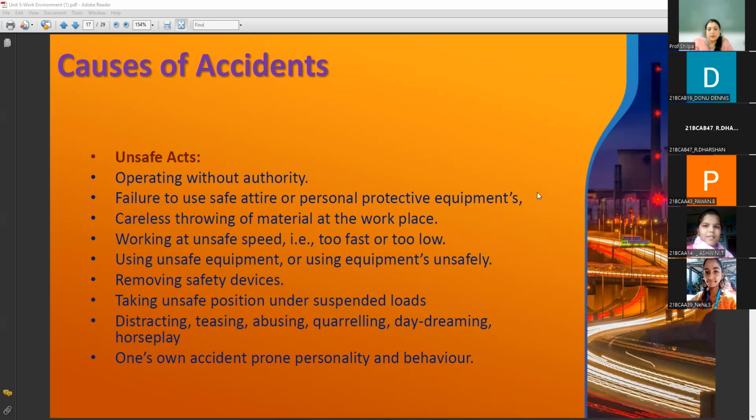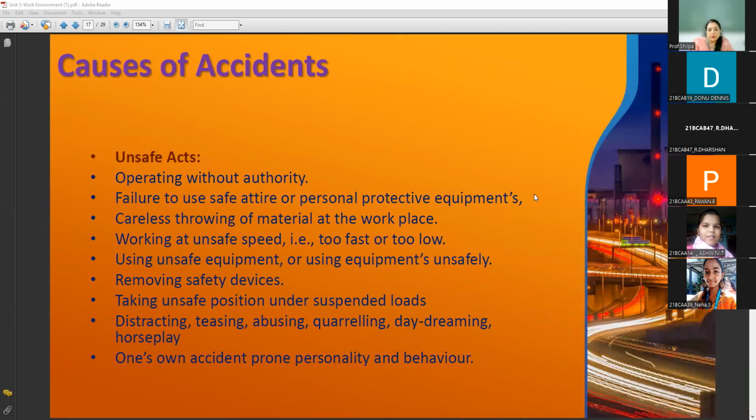Carelessly throwing material at the workplace, because it is an industry, a lot of scrap will be generated, a lot of oil or lubricant can be used, and if this is thrown here and there carelessly, this might also lead to an accident. Working at unsafe speed: when you're working on the machine, you cannot work too slow or too fast, you need to work at a moderate speed.